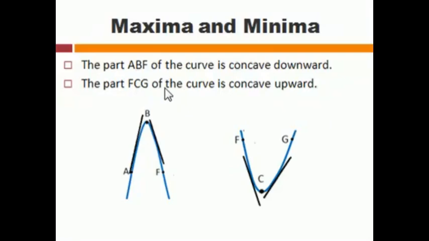The part ABF of the curve is concave downward. While the part FCG of the curve is concave upward. Notice that for concave downward, you have a maximum point. For concave upward, you have a minimum point.